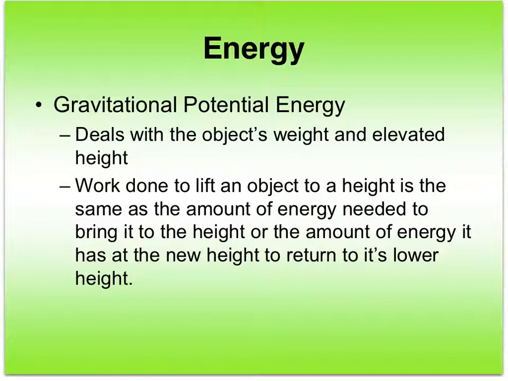For potential energy, we're going to deal with gravitational potential energy in this class, objects that are dealing with gravity and being dropped or elevated. So it deals with an object's weight and its elevated height. If I lift a 5 Newton object 3 meters up, I've increased its potential energy. Work done to lift an object to a height is the same as the amount of energy needed to bring it to that height or to bring it back down. So if I do 5 joules of work to lift an object, that means I've given it 5 joules of potential energy. It has the potential to do 5 joules of work as it comes back down. Doesn't mean it will, but it has the potential to do it.